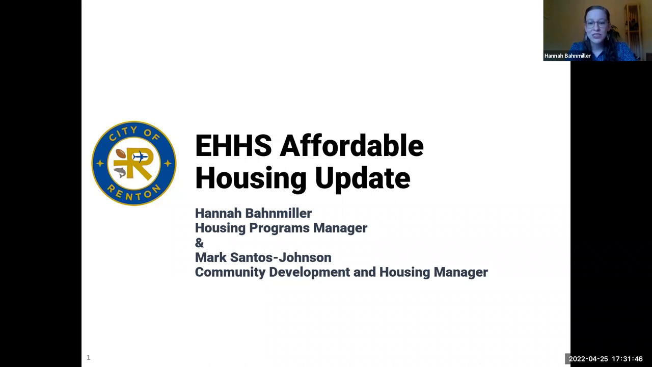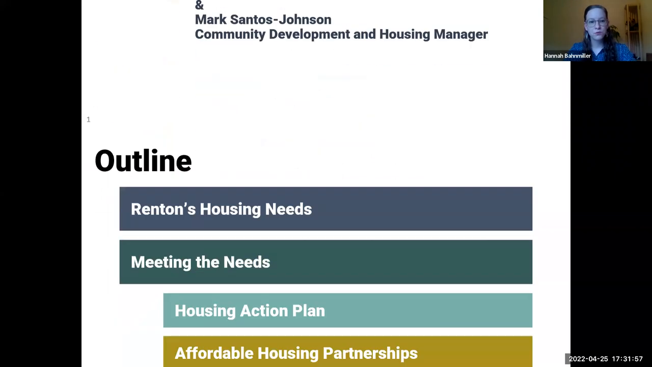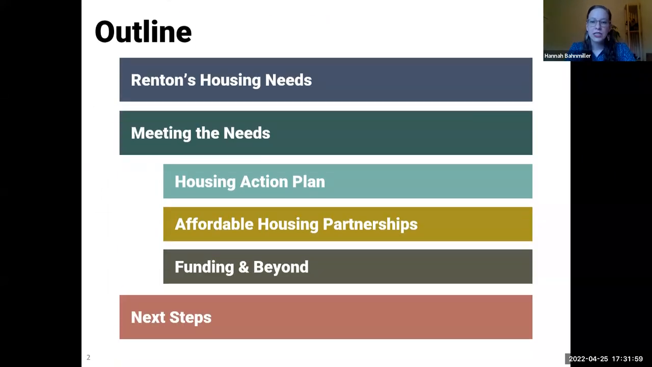The objective of this presentation is to give you an understanding of the needs and the work to address them, and to set us up for future discussions about next steps. On the screen is an overview of what we want to cover. We will be starting by outlining the needs and then speaking to how we can and are working to address those. By the end, we'll outline next steps in terms of EHHS's work, and of course, we'll leave time for questions and comments.